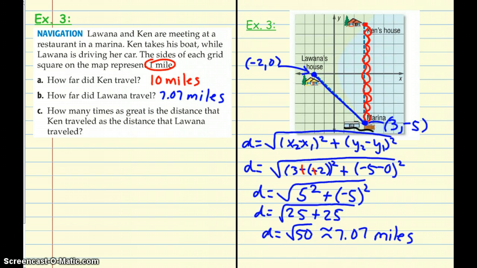And the last question is, how many times as great is the distance that Ken traveled as the distance that Luana traveled? It asks how many times as great, so we need to figure out how many 7.07s go into 10. To figure that out, we need to do 10 divided by 7.07. In this case we get about, instead of equals, we'll change that to approximately. That's what the little squiggly lines mean. Approximately 1.41 times bigger.